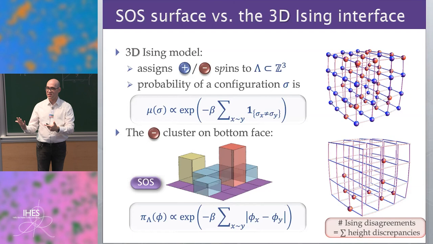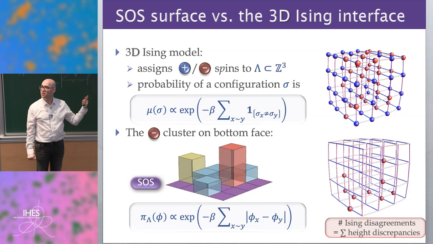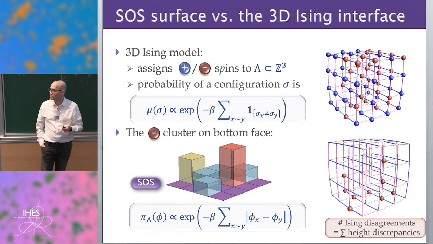So SOS and Ising have, if you wish, exactly the same Hamiltonian, only SOS restricts itself to a subset of the configurations where you don't have these overhangs and bubbles. But those shouldn't really exist in the low temperature situation that we're addressing. So the approximations should be good enough.